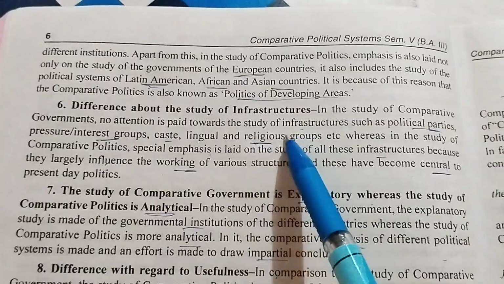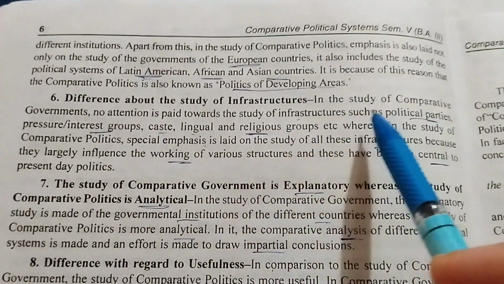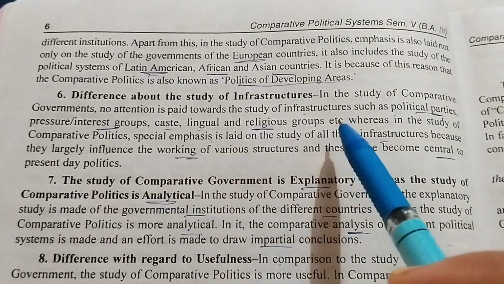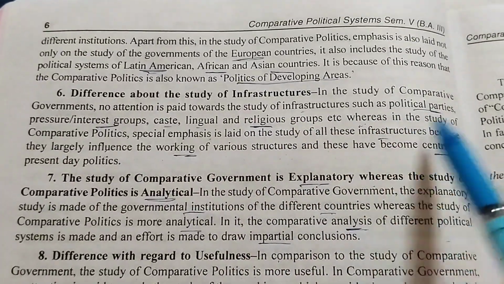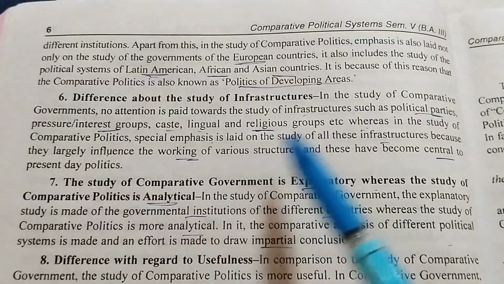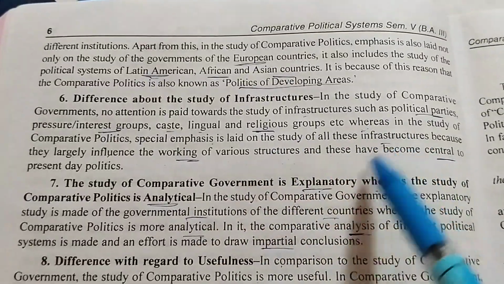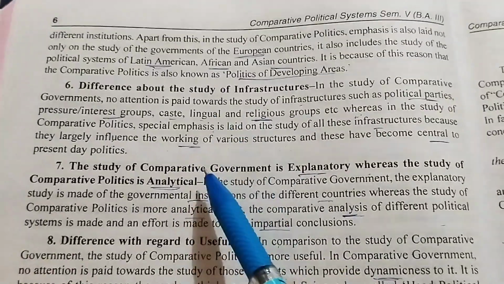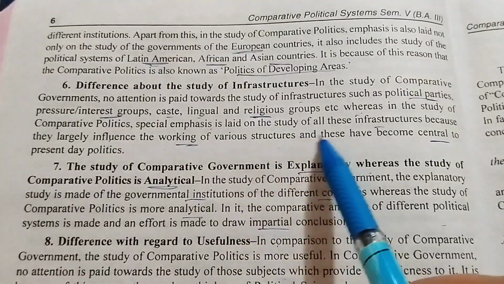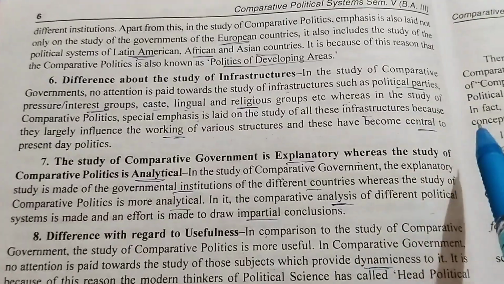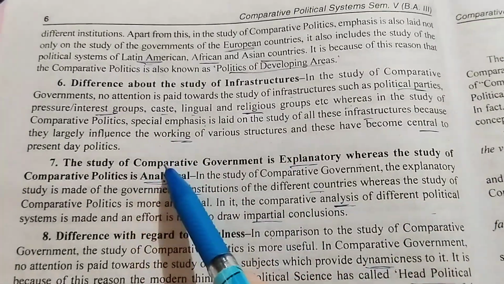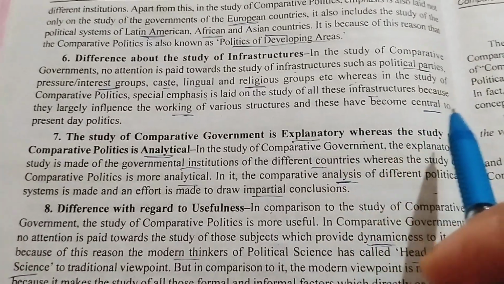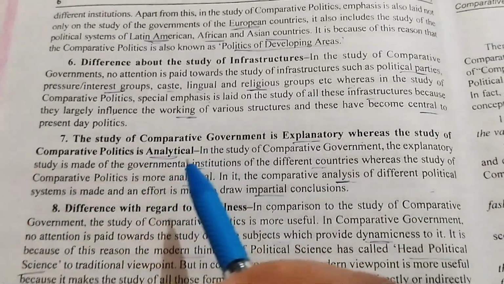Next difference is about the study of infrastructure. In the study of comparative government, no attention is paid to infrastructure such as political parties, pressure groups, caste, linguistic and religious groups, etc. In comparative politics, special emphasis is laid on all of these because they largely influence the working of various structures and have become central to present-day politics.